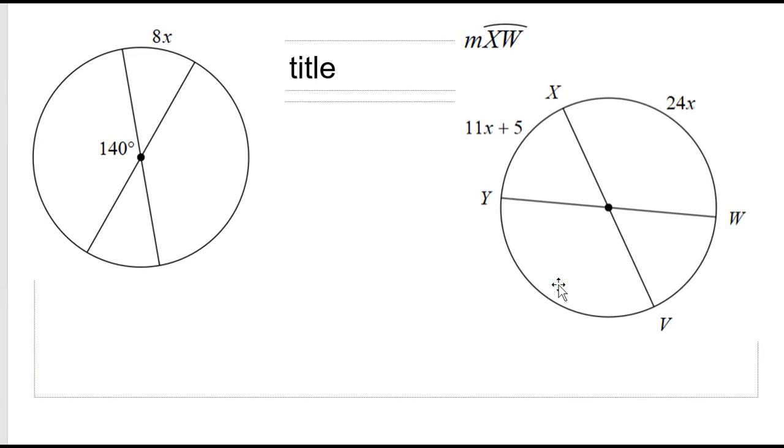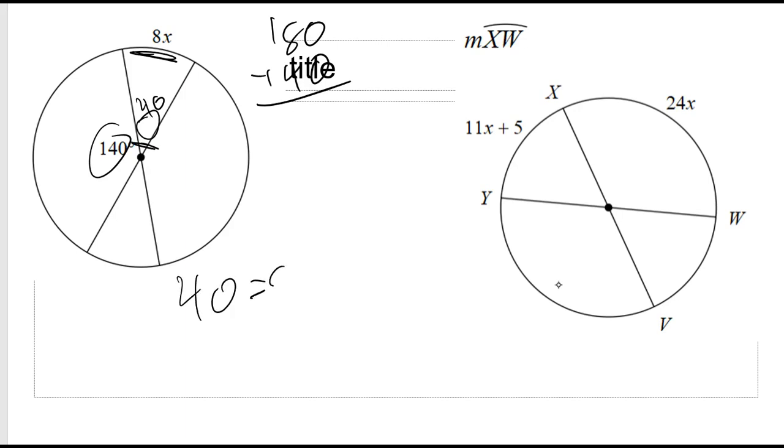So in this left one, what we're going to do first, with the x being out there, I want to know what this angle is because we know that those two add up to 180, but I also know that this angle and this angle are congruent. So the first thing I'm going to do is take 180 minus 140, and I get 40. So that means this one is going to be 40.